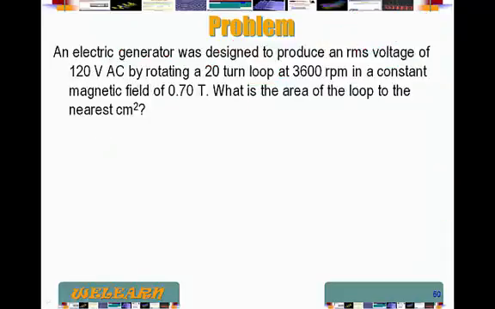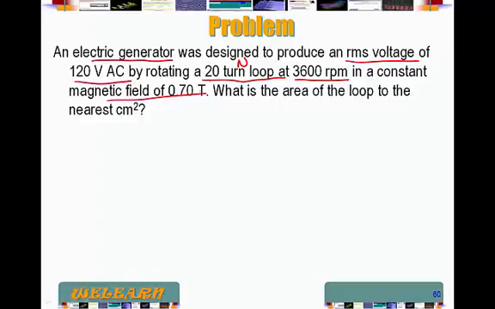In this question, we are told that an electrical generator was designed to produce an RMS voltage of 110 volts AC by rotating at 20 turns, so that's n loop, at 3600 rotations per minute at a constant magnetic field of 0.7 teslas. And it is asking us about the area of the loop to the nearest centimeter squared.